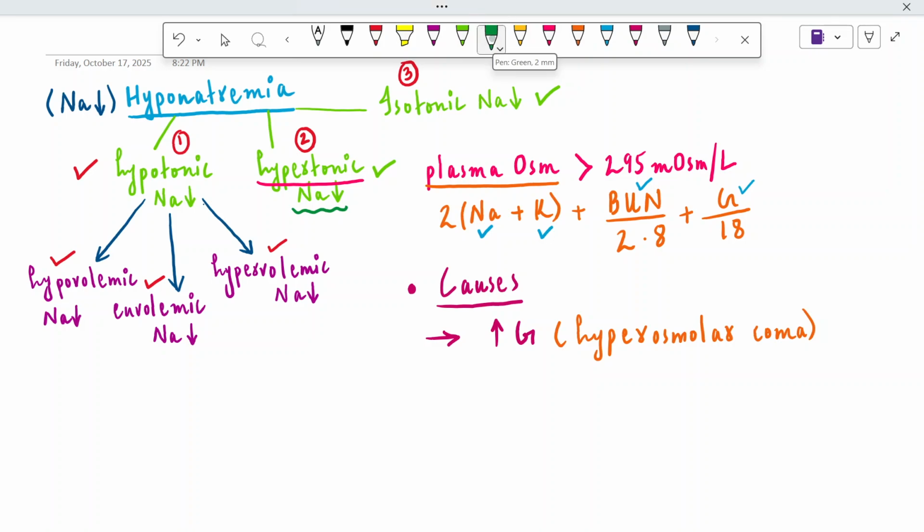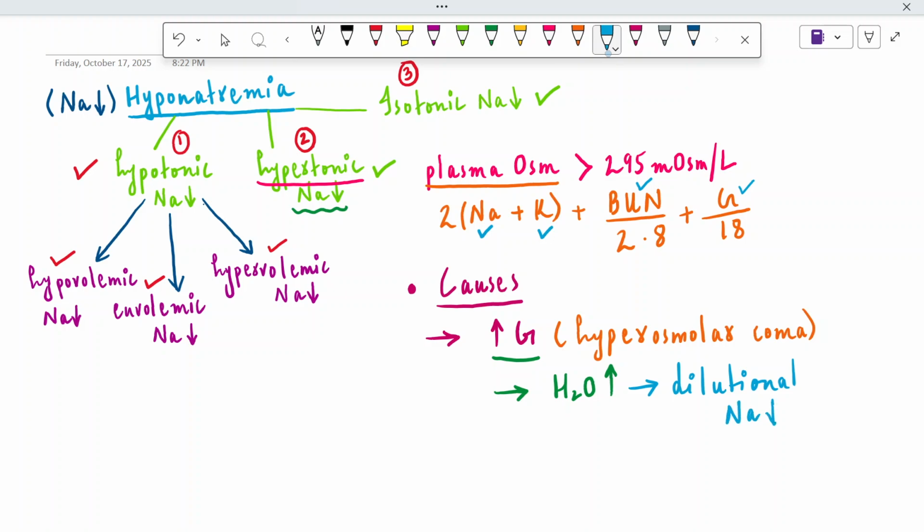And what is the pathophysiology? This glucose is osmotically active. It will cause the water to move into the bloodstream. The water level will also increase inside the circulation, and it leads to dilutional hyponatremia. Okay, it is due to the glucose that is causing a pull of water from the cells or ECF into the bloodstream, and it will cause dilutional hyponatremia.